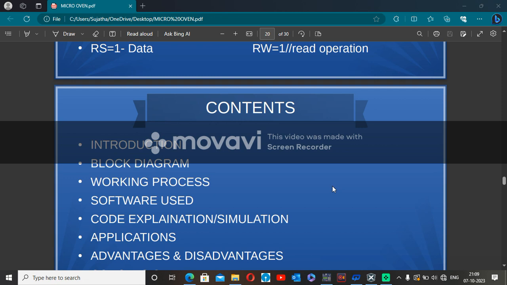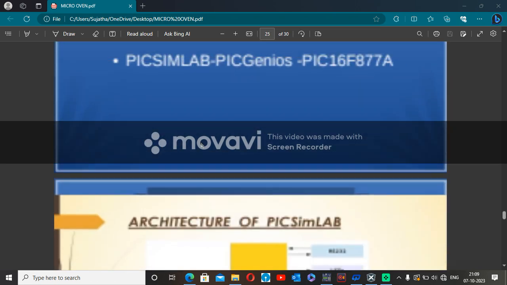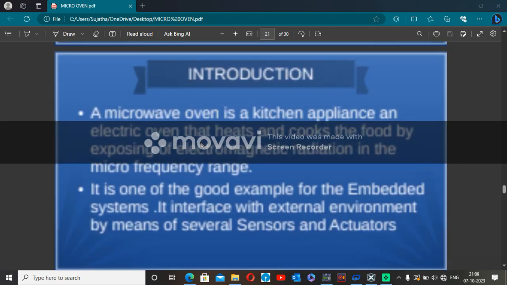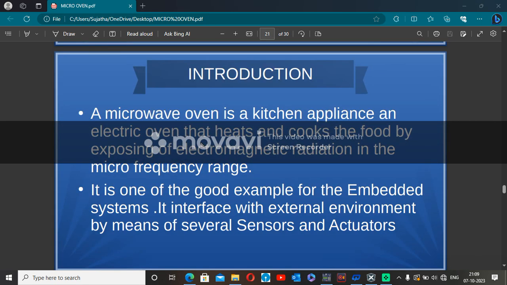Now, going to the main project explanation, let me give the contents and introduction of the project. A microwave is a kitchen appliance, an electric oven that heats and cooks food by exposing it to electromagnetic radiation in the microwave frequency range. It is one of the good examples of embedded systems. It interfaces with the external environment by means of several sensors and actuators.